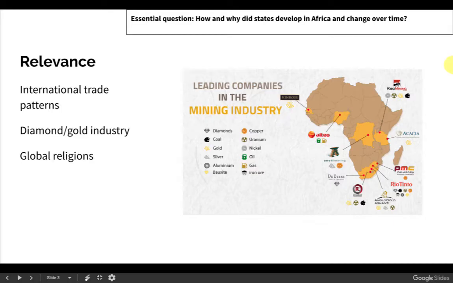In our interconnected world, culture and economics tie us together more than ever. This chapter is about Africa, and an understanding of patterns of interaction that have emerged over the centuries helps us understand current events. The map on the right shows the mining operations of global corporations in Africa today. And as we will see in this chapter, the lure of precious resources like gold has drawn traders to this part of the world for centuries.